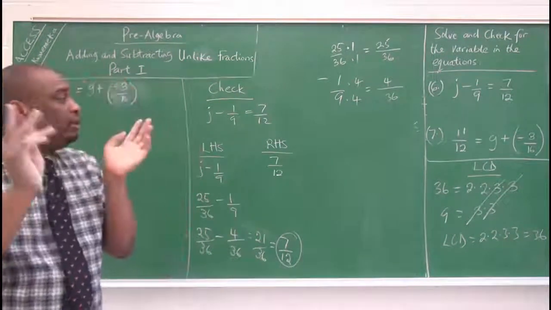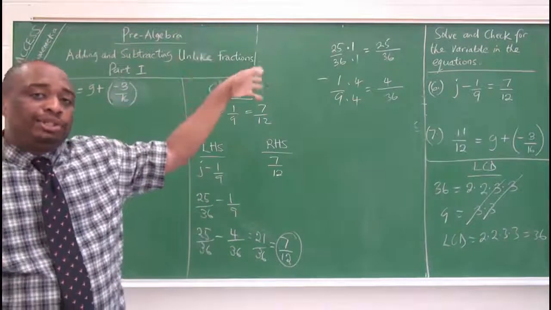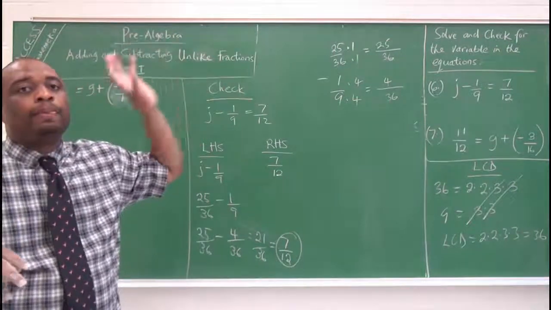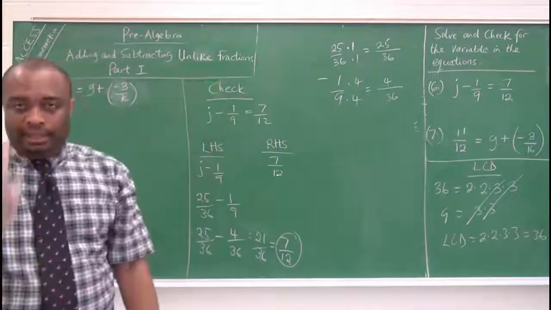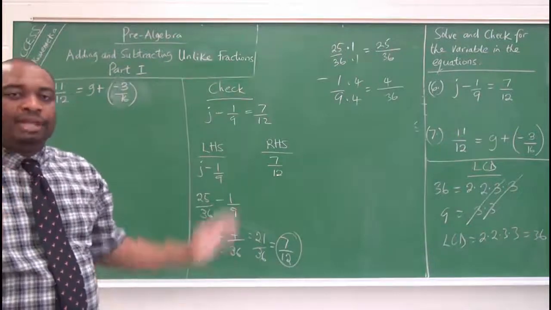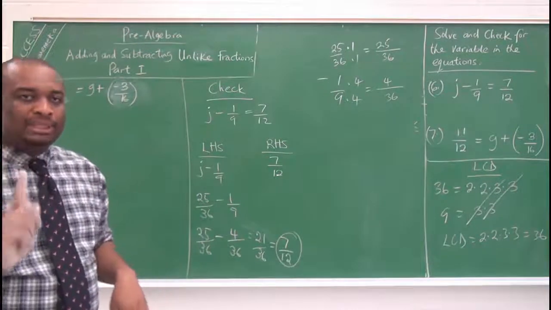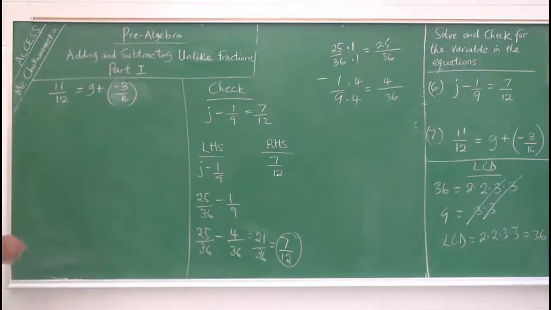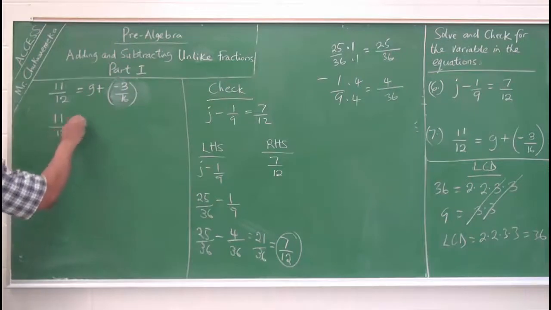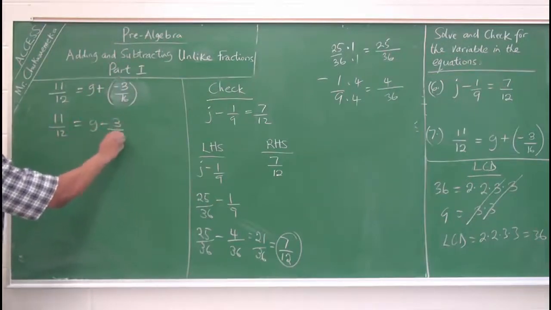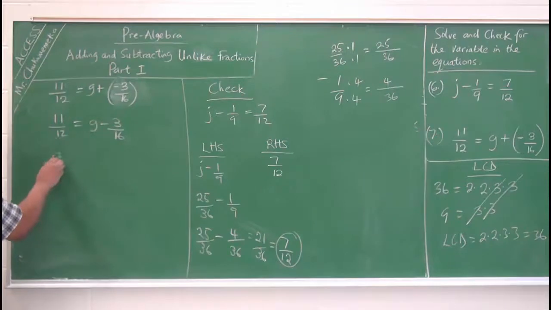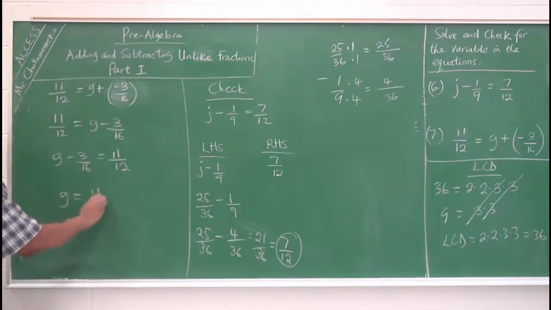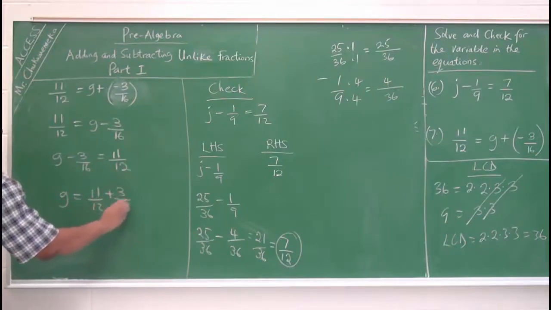Whenever you have 2 signs close to each other, like I demonstrated in the previous video on like fractions, make those 2 signs 1 sign, using the rule that I used. Okay? So this is 11 over 12 equal to G minus 3 out of 16. So rearrange this. G minus 3 out of 16 is equal to 11 out of 12. So G will be 11 out of 12 plus 3 out of 16.